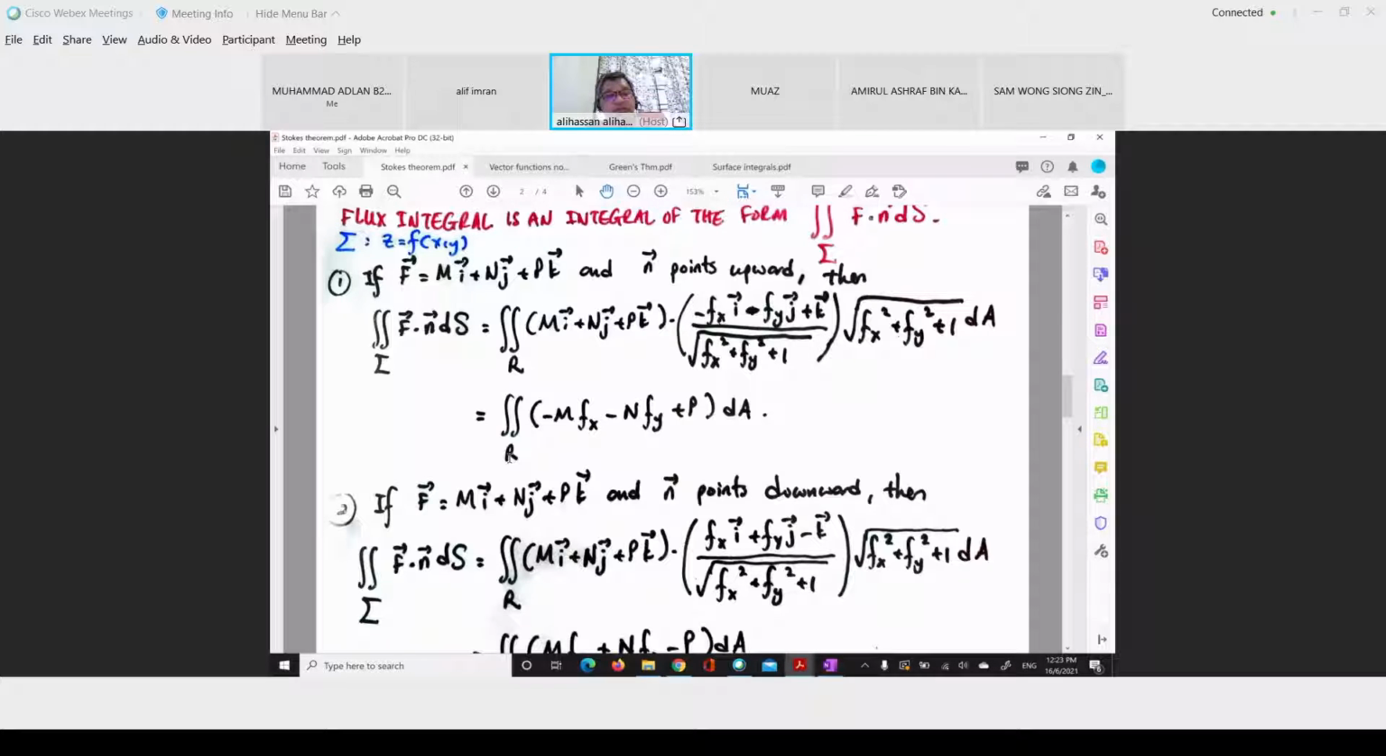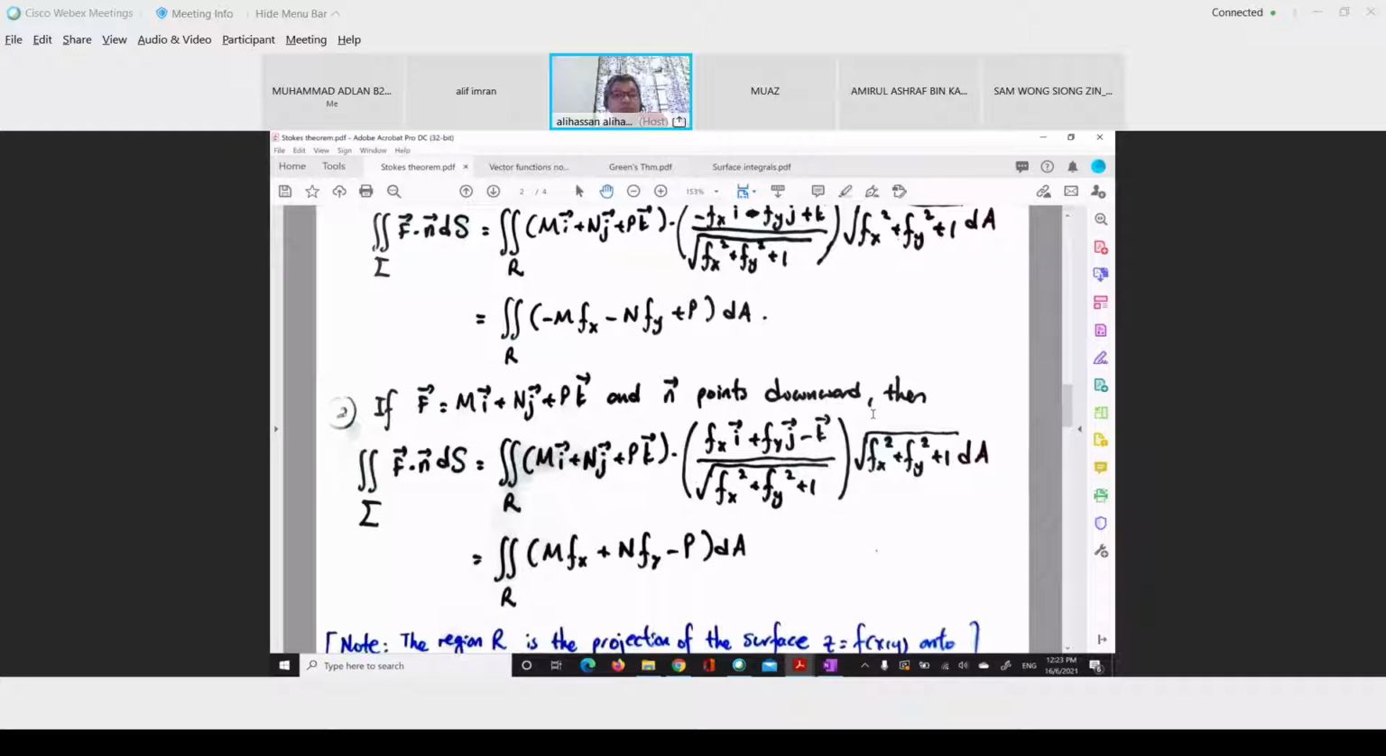So this is how we evaluate the flux integral in Stokes' theorem here. And if n points downward, then we use the other normal vector, the one that points downward. It is this form here. It is negative. The normal vector n that points downward is the negative of the normal vector n that points upward. So here we have minus minus plus, so it now becomes plus plus minus.